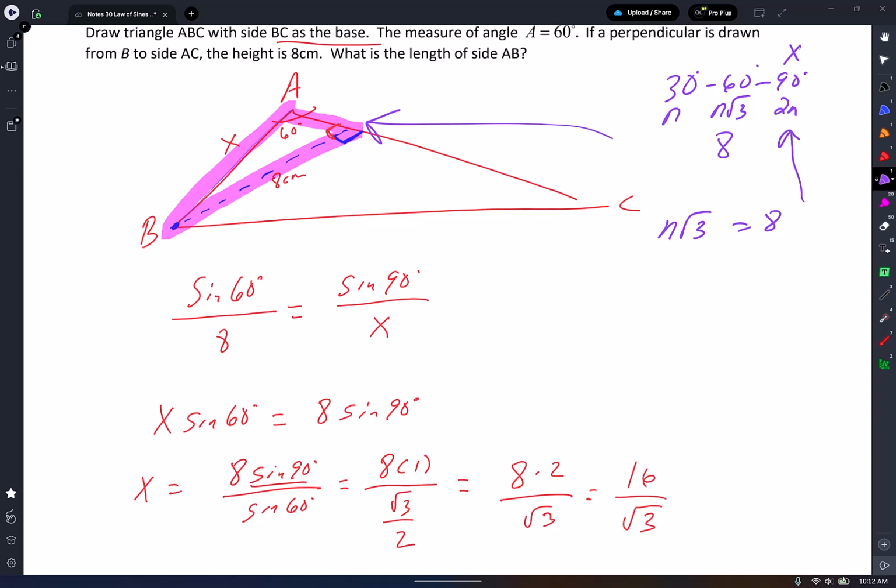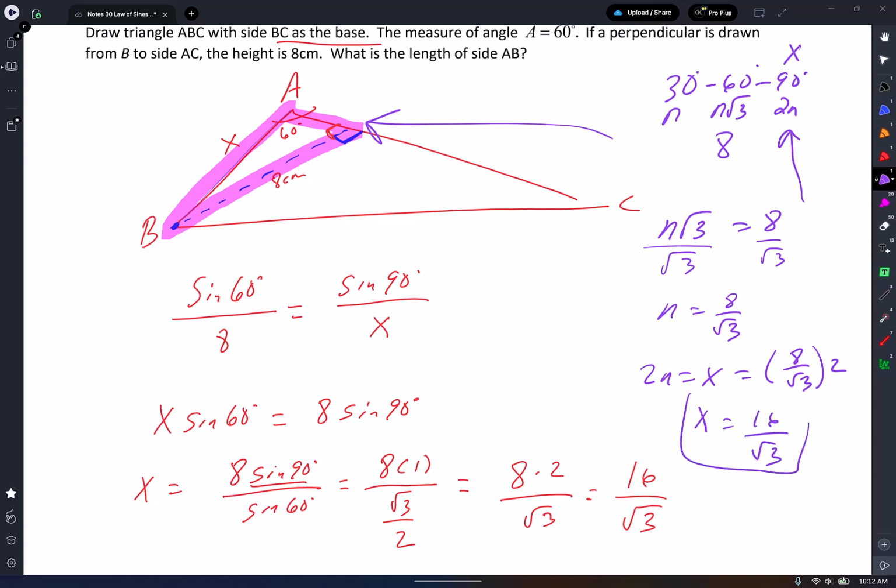Then I would divide by square root of 3 to get n by itself. Divide, divide. So n equals 8 over the square root of 3. And then look, to get x is 2n. To get x, all you got to do is double it. So 2n, which equals x, is double of 8 over square root of 3. So x equals 16 over square root of 3. See, you would have gotten the same answer either way, guys.